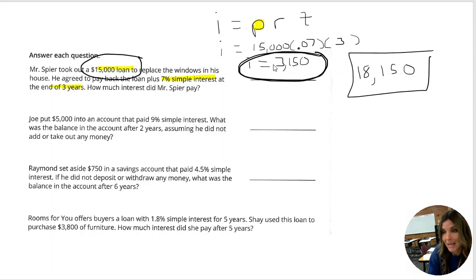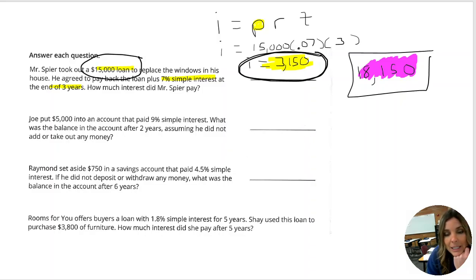So if you add those together, the total amount that he had to pay would be $18,150. So he paid this much in interest. That's what the question was asking. But I wanted you to understand that the total amount he paid to replace his windows was $18,150 because he had to pay back the loan plus interest. Okay, let's go ahead and look at the next one.